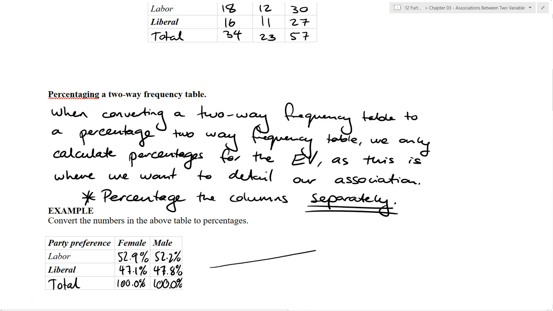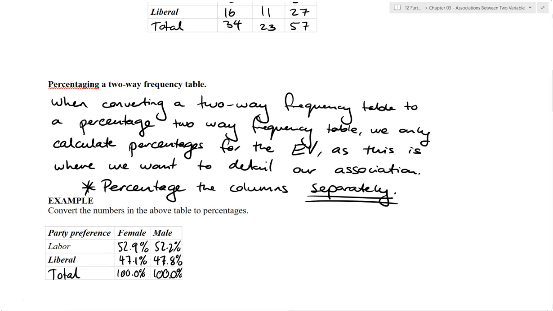Okay, so here's my completed frequency table. So I did 18 over 34 divided by 100. This time I rounded to one decimal place. I got 52.9%, and then 47.1, 52.2, 47.8%.